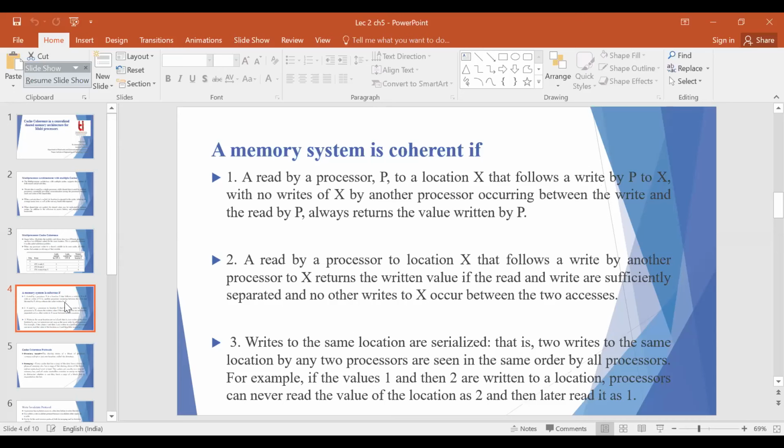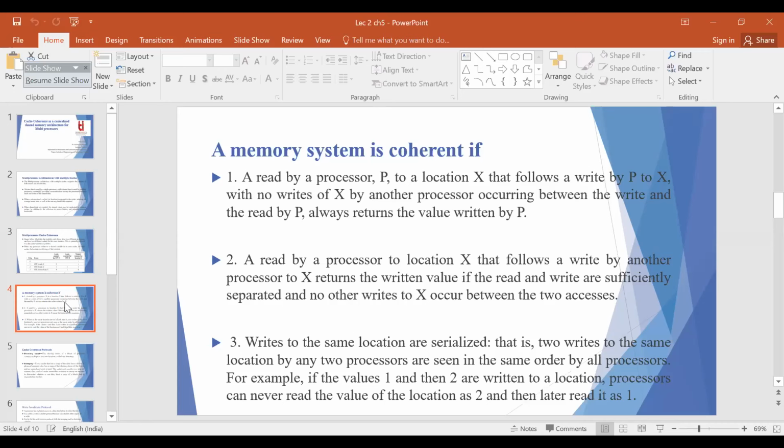Coherence होगी तभी मिलेगी ना उसको. And thirdly, when we are writing, so maybe processors P and Q, there were three processors in the architecture right now. All three are writing to the location X one after the other. So the writes to the same location should also be serialized. It should not happen that all three processors write X in the same go. No, that should also not happen.